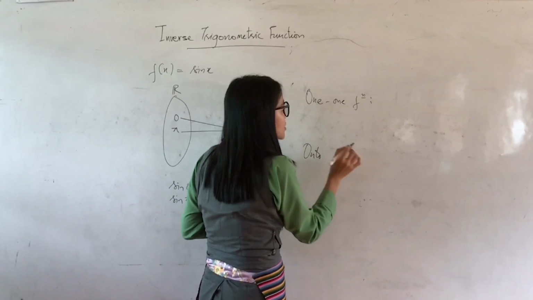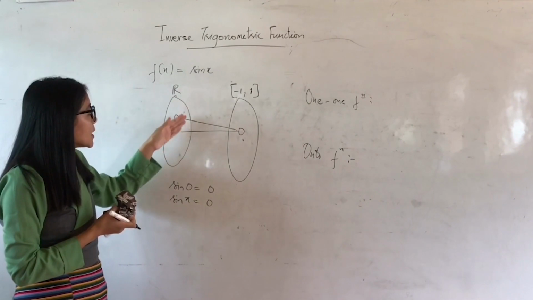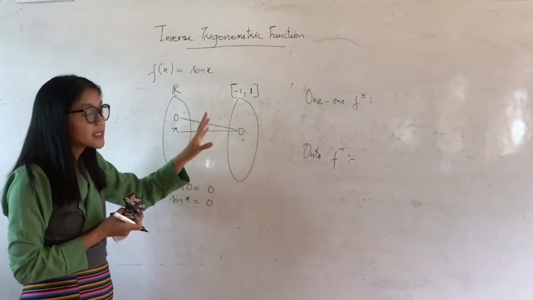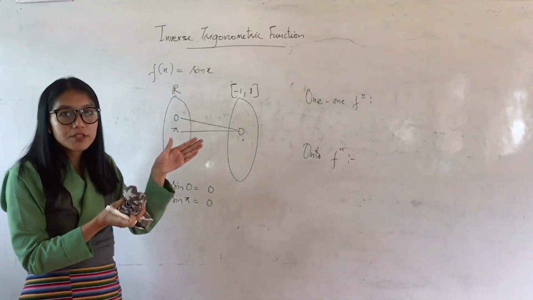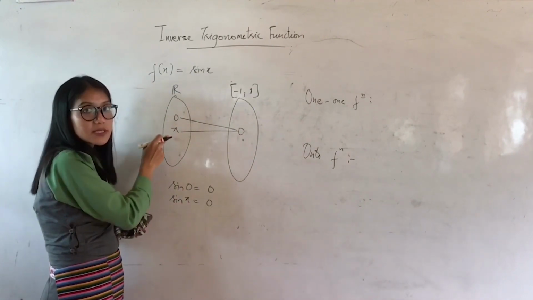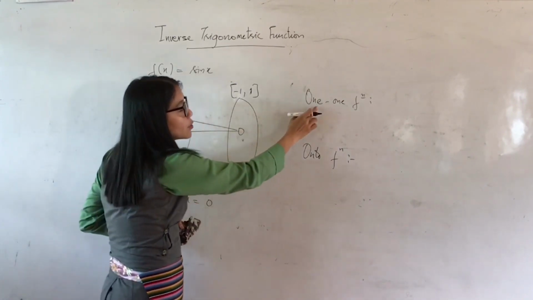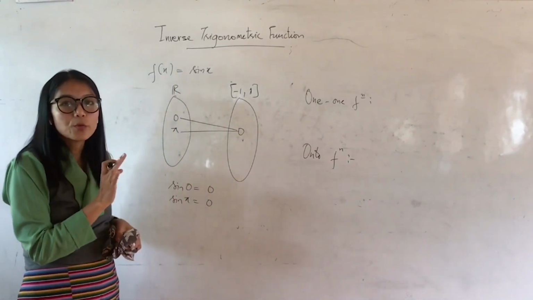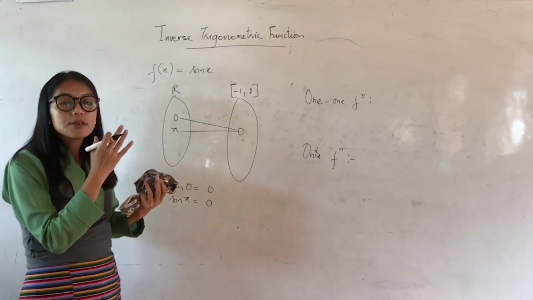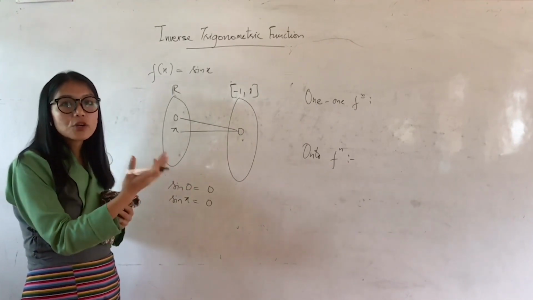When do we say that a function is 1-1? A function is 1-1 if every element of the first set has distinct image in the second set. Distinct means the two elements should have different images. They cannot have same image. So here 0 and pi, they are distinct elements, but they are having same image, which means the function sine is not 1-1. If the sine function is not 1-1, then the function will not be a bijective function. So if a function is not bijective, then we cannot find its inverse.